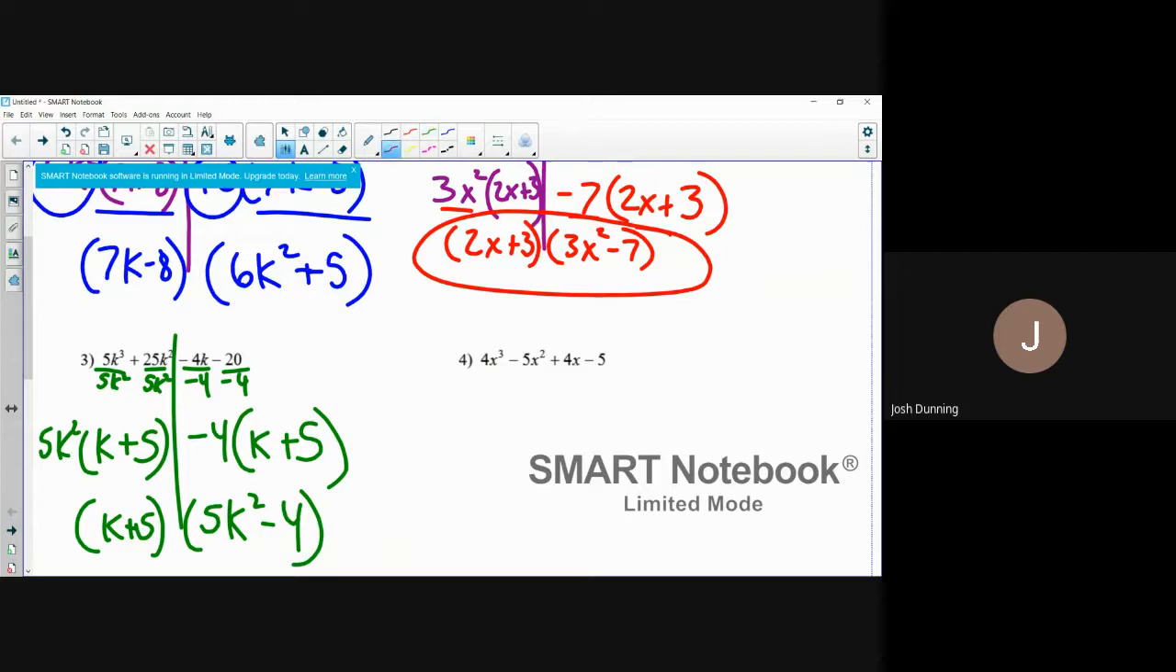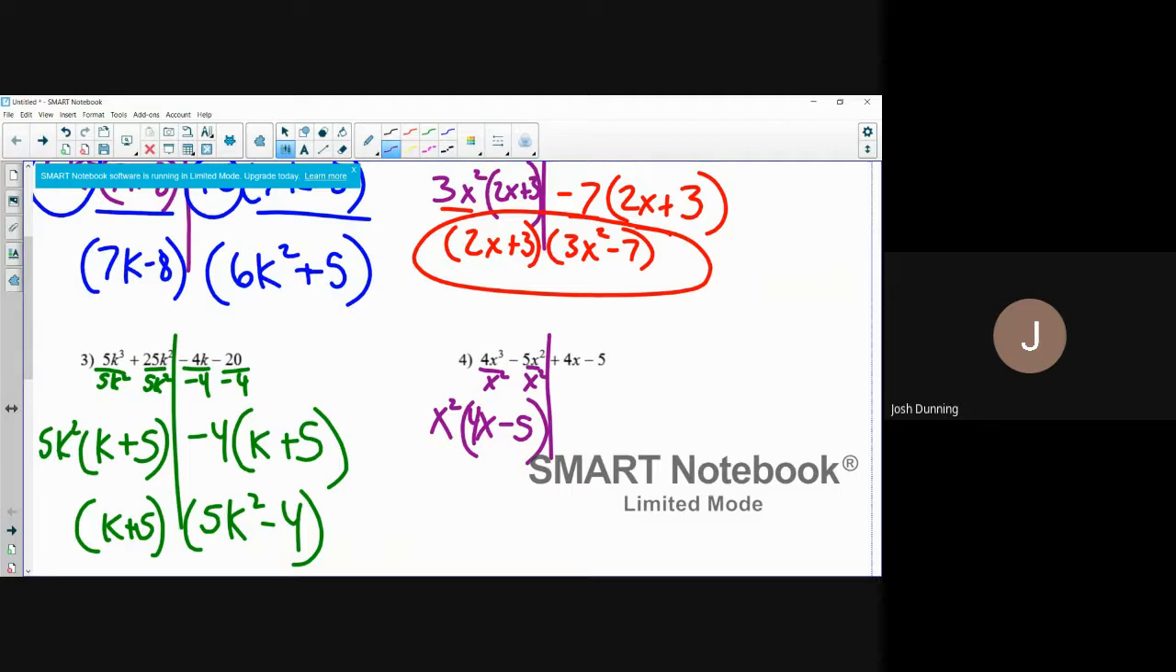Number 4, well, I can't divide a 4 and 5 by anything, but there's the x's there. So the GCF is x squared. Leaves you with x minus 5. Excuse me, 4x minus 5.